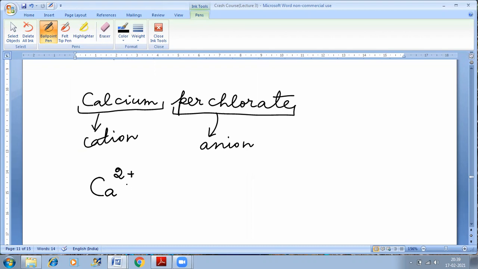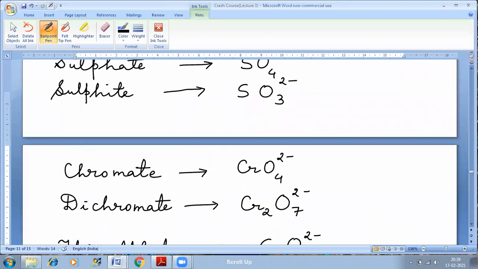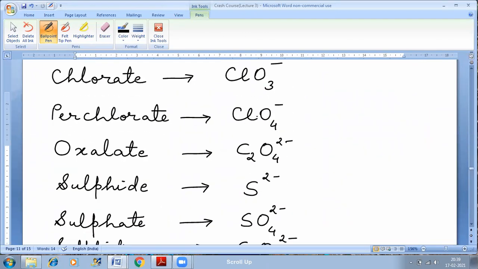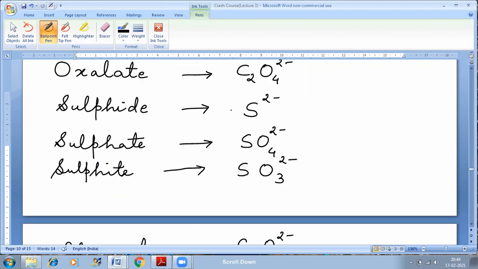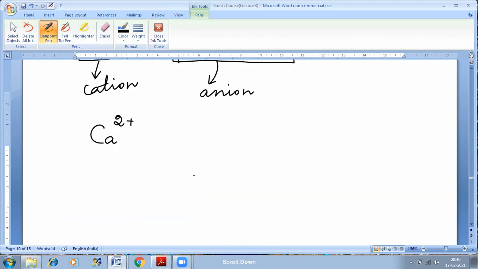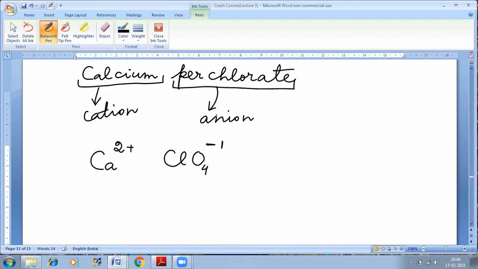Why? Because calcium belongs to group 2 of the periodic table. I will write in this manner. So this is my cation. Now I will write the anion. Let's look at the anion. So perchlorate is ClO4, and then you have -1 as a charge. So I will write here ClO4 and then -1 as a charge. First I'll write the cation and the anion.